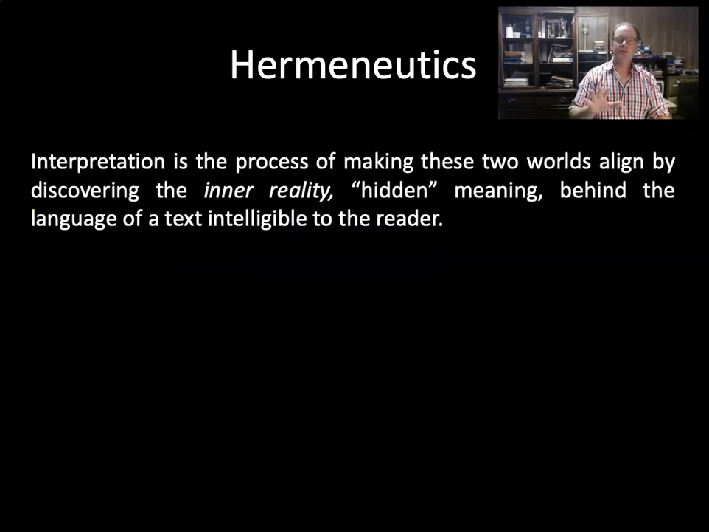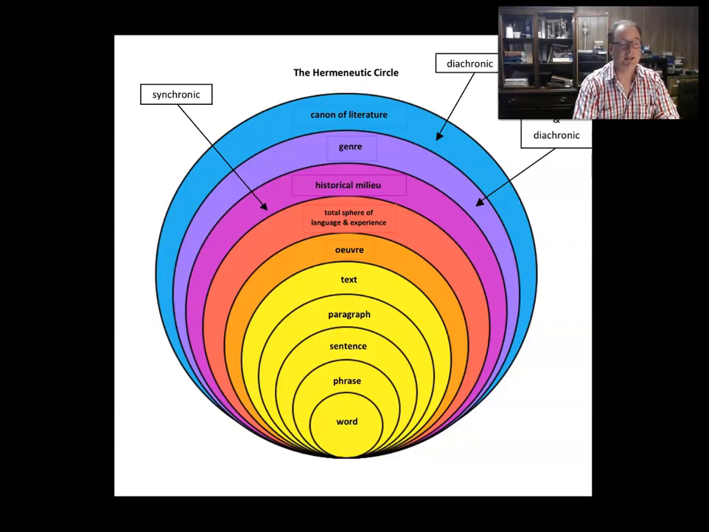So from the point of view of hermeneutics, it stresses that interpretation is the process of making these two worlds align by discovering the inner reality, the hidden meaning behind the language of the text, and making it intelligible to the reader. So speaking about these two worlds aligning, it's the world of the reader and the world of the author, and as we understand them, these two realities converge in a kind of mutual harmony. And we'll see what that means literally in just a moment.